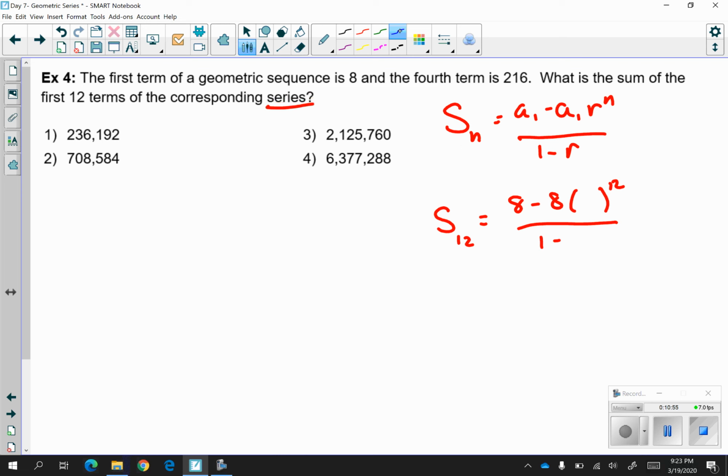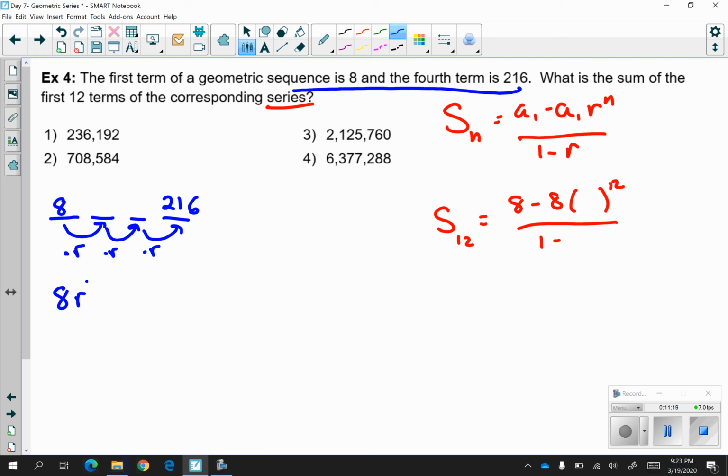In order to find the common ratio, you got to use the first sentence that they gave you, right? They're giving you the first term is 8, and the fourth term is 216. So in order to do this, we're making 3 jumps, and because it's geometric, we are multiplying by r each time. So 8 times r cubed. If you're stuck on this part, just go back to my previous video on finding terms in a missing geometric sequence, and I'll explain how to do this process.